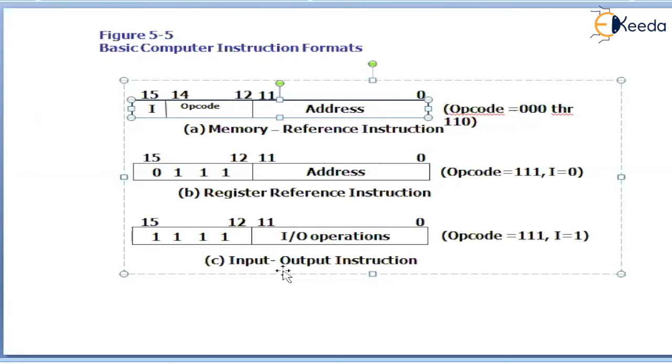So anyhow, the mode digit is not used in IO instructions. What is mode? Mode is an addressing mode. When there is an address, there will be a mode. It could be a direct address or an indirect address. Now we don't have an address. Do we require a mode? We don't require a mode. So what we do is, we use this mode digit to differentiate between register reference instructions and the IO instructions. Anyhow, for the register reference instructions and the IO instructions, the opcode will be 111 only.